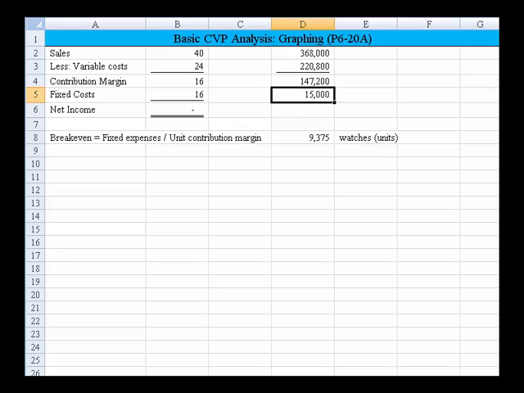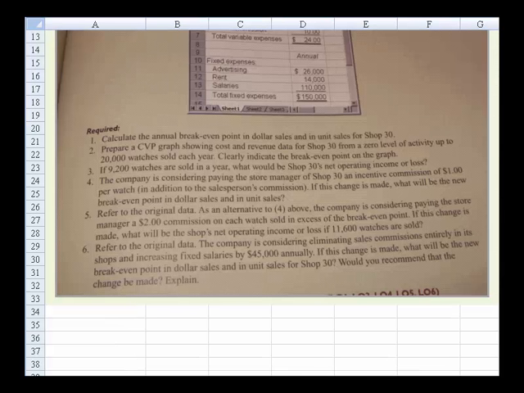So if we sell 9,200 watches, this is 150,000, what we come up with is a net loss of $2,800, excuse me. That takes care of requirement 3.